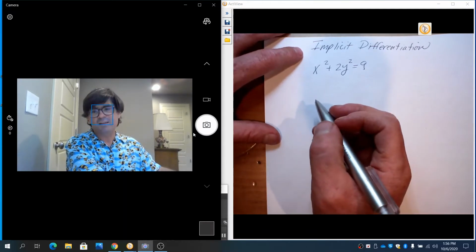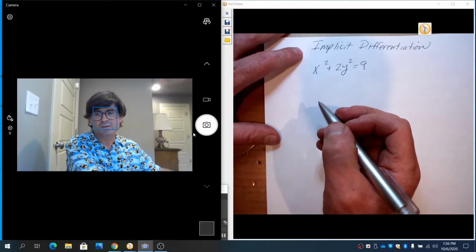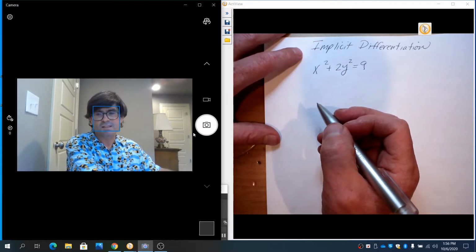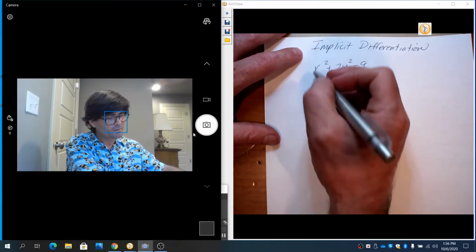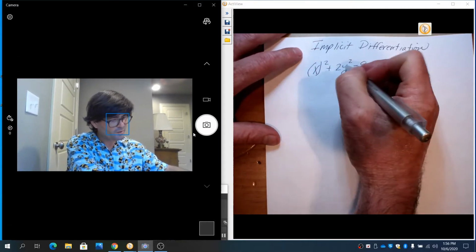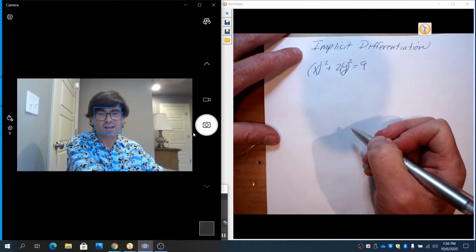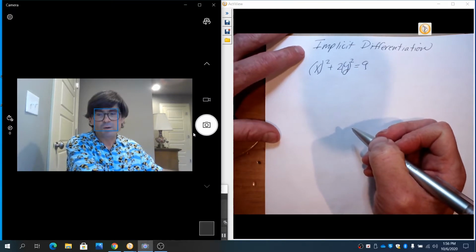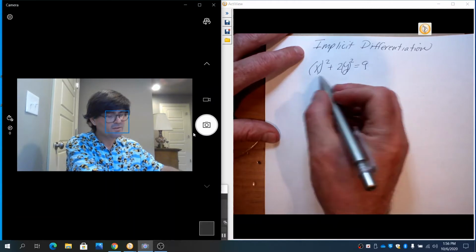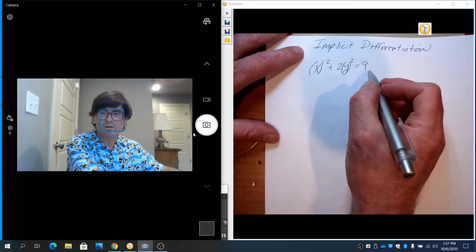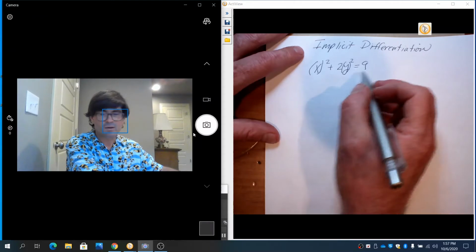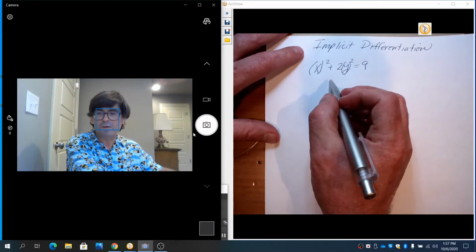So the key to thinking about implicit differentiation is thinking about every single derivative as a chain rule. So I'm going to just put parentheses around each of that x and that y. And what I'm going to do is take the derivative of this term and then this term and then this term all separately. And we're going to work through the chain rule for every one of them.